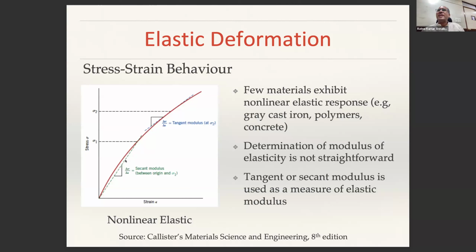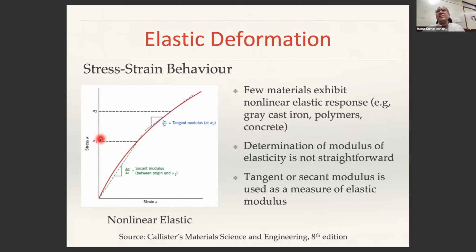So this is how a nonlinear elastic material looks. A few materials exhibit such nonlinear elastic response, for example gray cast iron, polymers, concrete, and so on. So the modulus is not straightforward. There are two ways at each and every point. Suppose you are measuring elastic modulus at sigma 1, you can draw a tangent here, and the slope of the tangent can be reported as the modulus at that particular stress or strain.